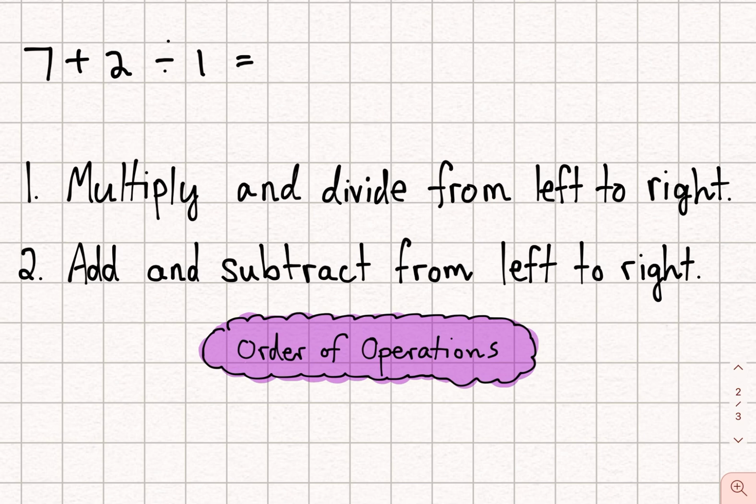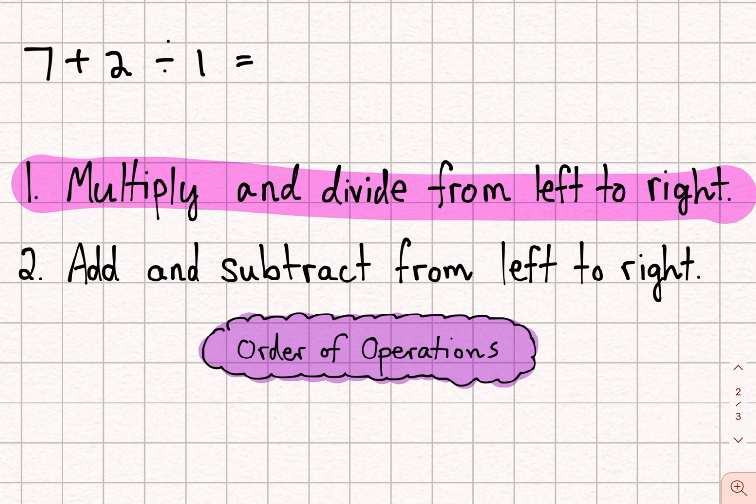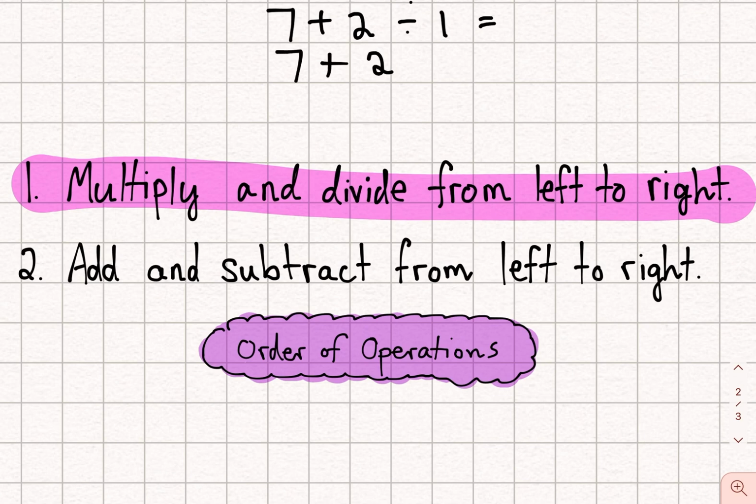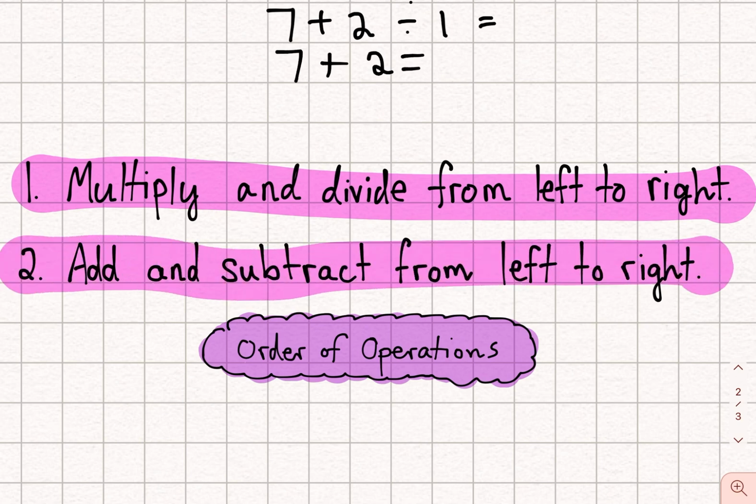All right, let's see here. Is there any multiplication or division? There is. 2 divided by 1. So I'm going to rewrite the problem below. Move this up so I have a bit more room. Okay, 2 divided by 1 is 2. Then rewrite the rest of the problem. 7 plus 2. There we go. And moving on to step 2, add and subtract from left to right. Okay, so is there any addition or subtraction? Yes, there is. 7 plus 2 equals 9.